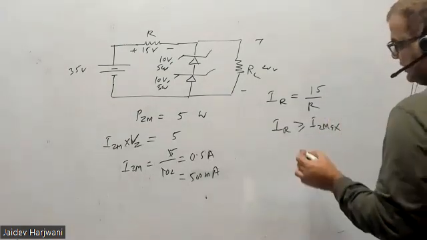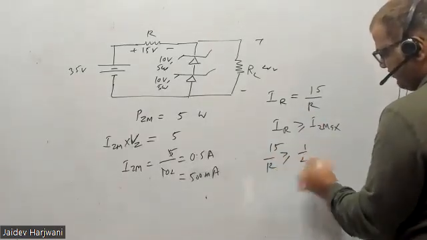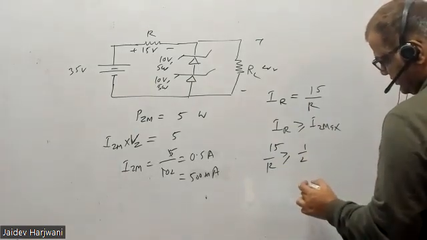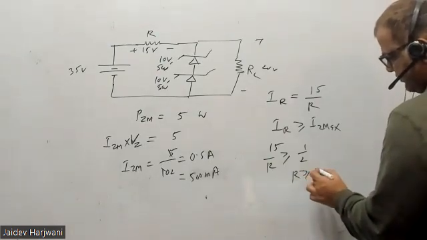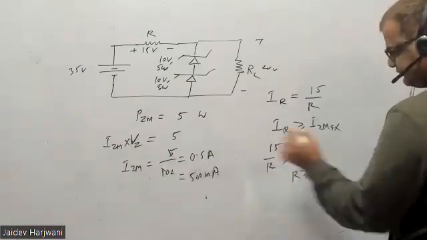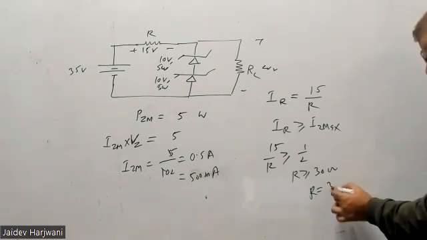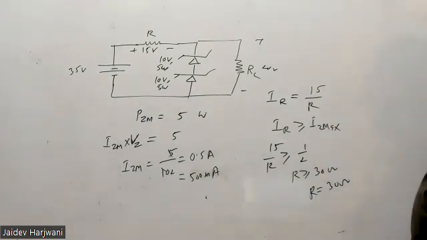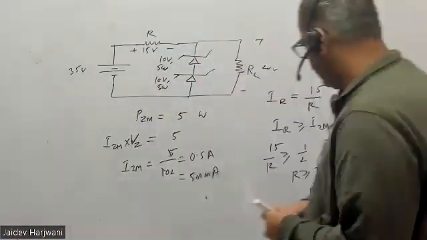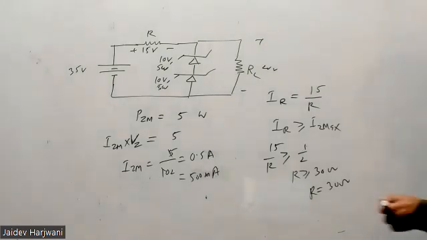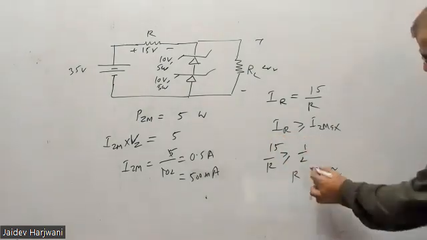So I can put IR should be greater than, IR is what? 15 upon R should be greater than half an ampere. And this will give me what? R should be less than or equal to 30 ohm. So the value of resistance should be less than or equal to 30 ohm.